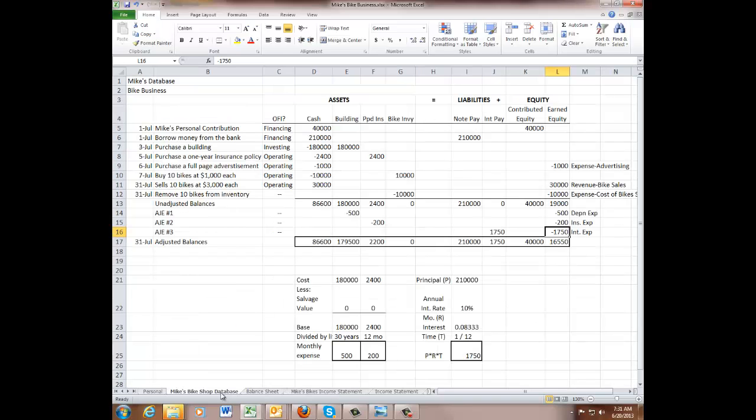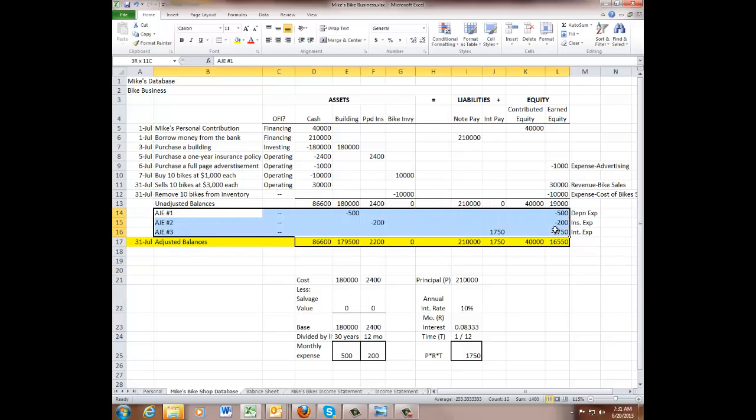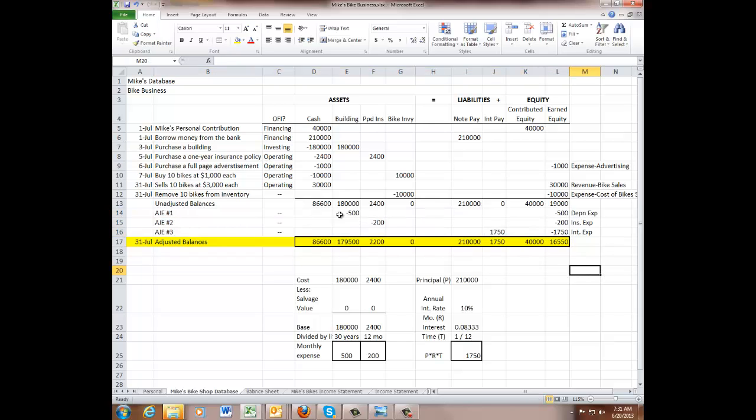Today, we're going to come back to the database and look at all the ending balances for Mike at the end of his first month of operation. Now, these balances are after all adjusting journal entries have been posted. So we can see here that Mike's ending balance for cash is $86,600. He has a building that cost $180,000, but he depreciated $500, calculated down here. He had some prepaid insurance, which he had bought for $2,400, of which 1 month had been used up.